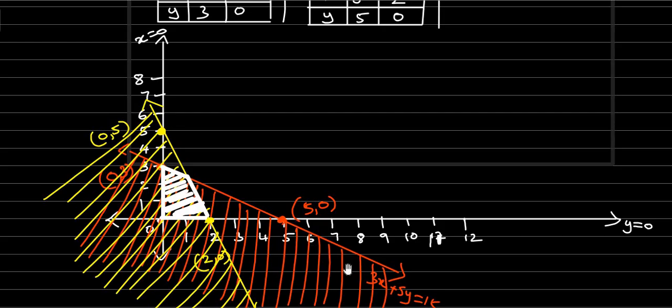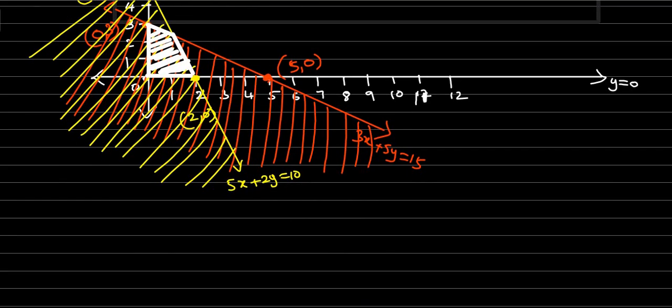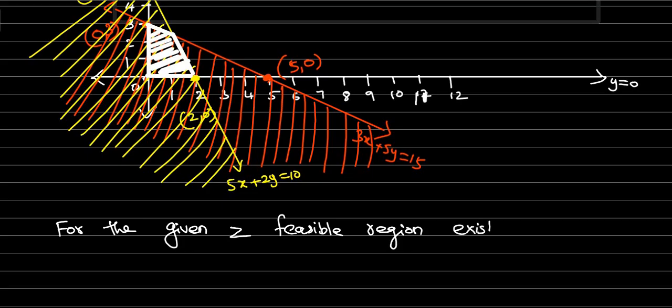Okay. Now, since there is a common space available, it is feasible. So we can say a feasible region exists for the given Z. So a solution also exists for this. Okay, and the feasible region is a closed figure.